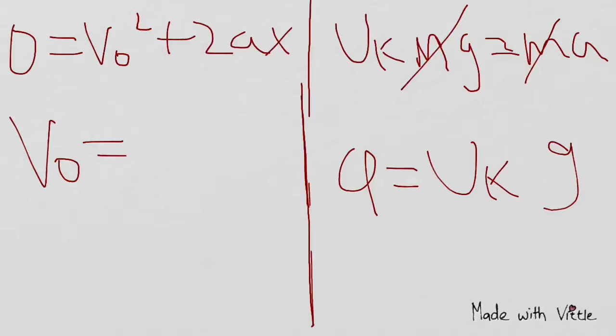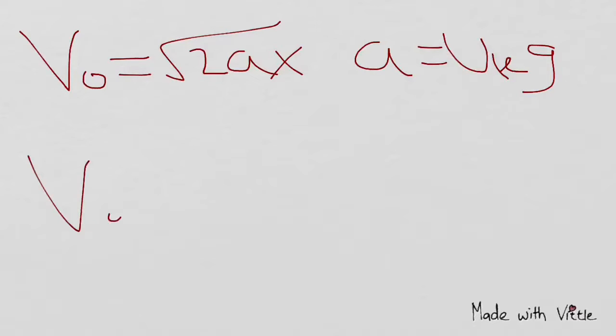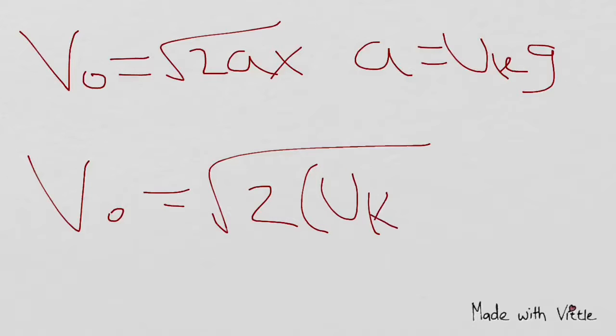And for the initial velocity, it will end up equaling the square root of 2ax. So now that we have two equations, v0 equals the square root of 2ax, which we solve by kinematics, and acceleration, which we solve by Newton's second law, we can substitute the formula for a into v0, which will be v0 equals the square root of 2 times coefficient of friction times gravity times x.